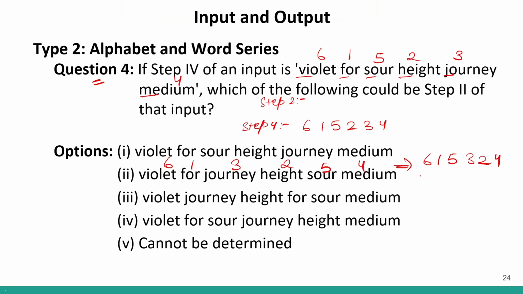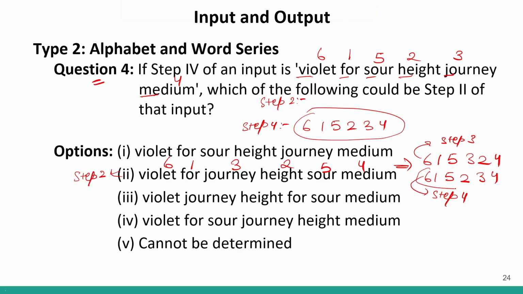This will be step 3. Step 4 will be 6, 1, 5, 2, 3, 4. Correct? This will be step 4. So if this is step 2, this will be step 3 and this will be step 4. So in this particular arrangement, this is step 4 and this is step 4. Are they same? Yes. So for the second option, on arranging it we will get this as step 3 and on arranging this, we will get this as step 4. So answer will be option number 2.